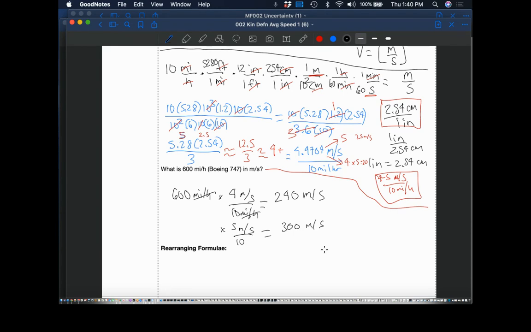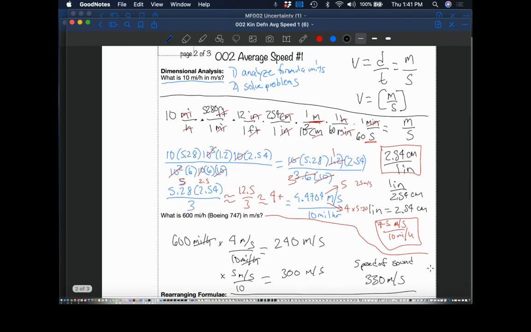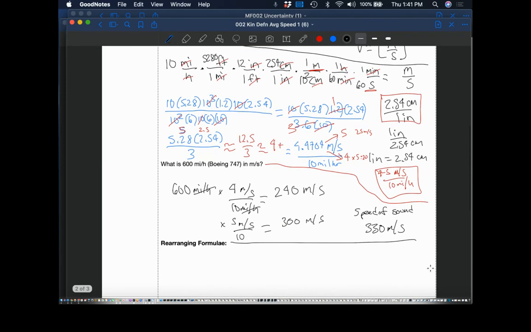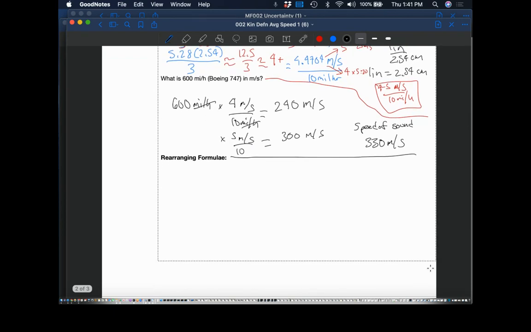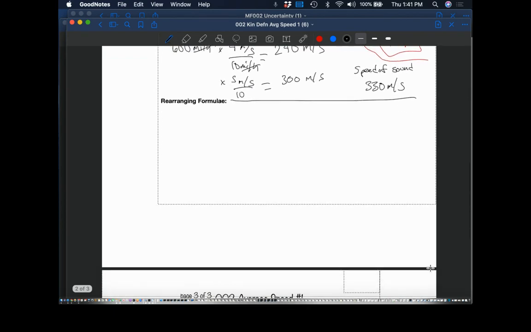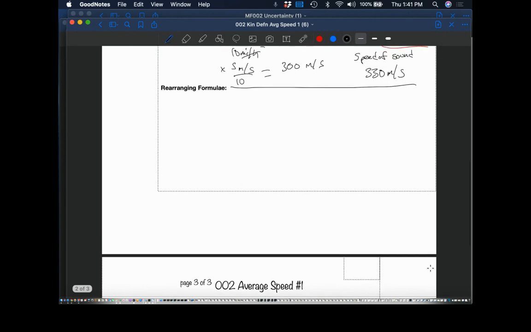Now that's interesting to me because I know the speed of sound is about 330 meters per second. So it's good to know those reference frames. And that's how we would apply the tools of dimensional analysis to this formula, and how we can convert back and forth between the English and the metric system.